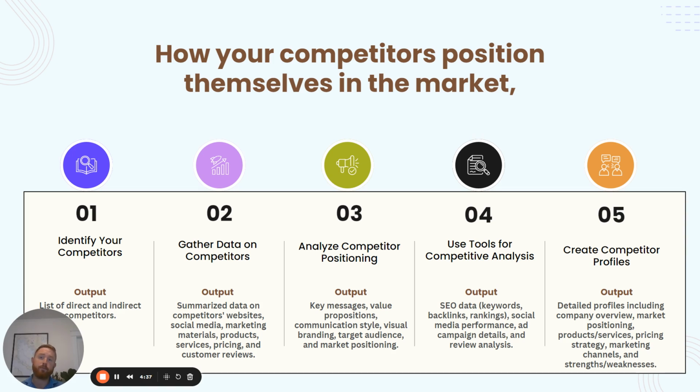This moves you on to step 3, which is basically analyze your competitors' positioning. Identify the key messages and value propositions communicated by your competitors. Look for recurring themes and unique selling points. Again, note the style and the tone of their communication, whether formal, casual, friendly, or authoritative.